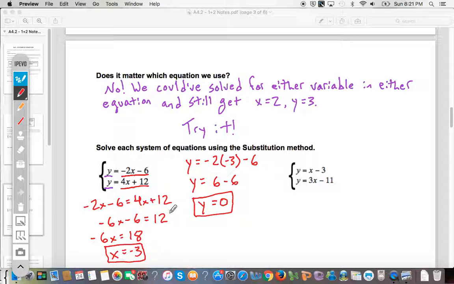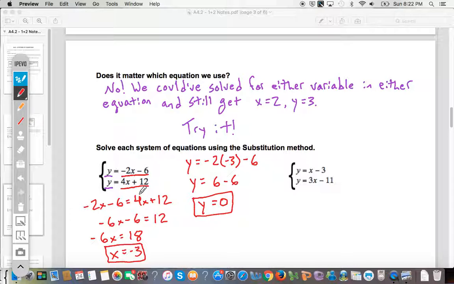Again, does it matter which variable we solve for? No, but y was already solved for us. Okay? Does it matter which equation we use? No, not at all. Okay? It's a system, so the point is to get the same solutions for both variables.